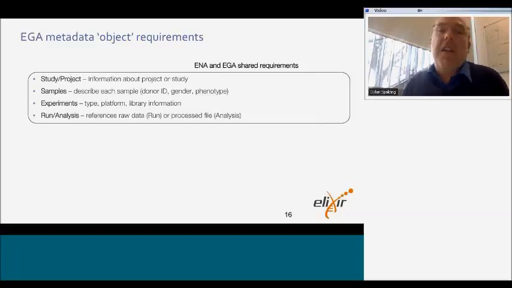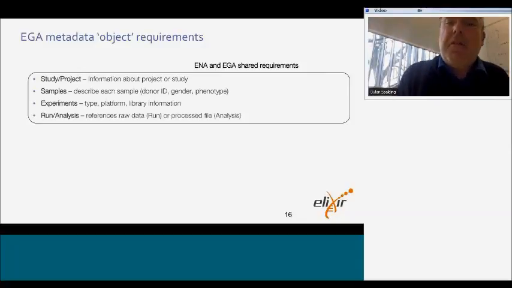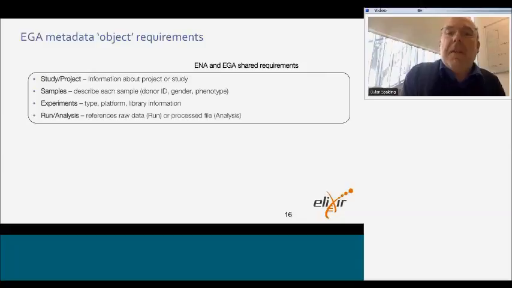So we have a study and project object which contains the information about the project and the study. We also have the samples, and these have attributes which describe the sample, for example, the donor, the gender, and the phenotype. We have experiments which describe the experimental methodology used and the platforms and so on, and run and analysis objects. Now these two objects reference either raw data in the case of a run, or processed data in the case of an analysis. And it's to these objects that the files are attached.